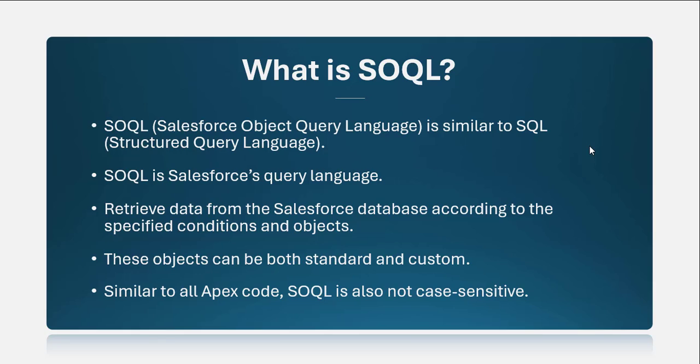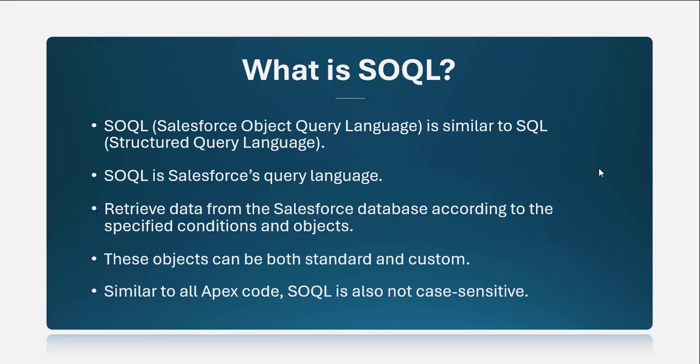SOQL can only be used to retrieve data from a single object or multiple objects that are related to one another. On the other hand, SQL can be used to retrieve or store data in the table. Then using SOQL we can fetch records based on specific criteria. After that we can also sort the result as part of the query.